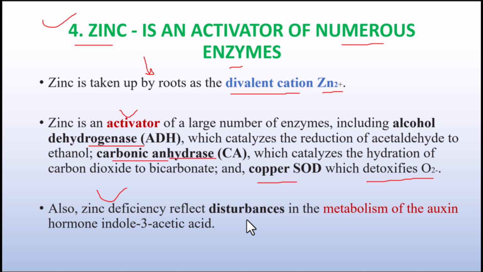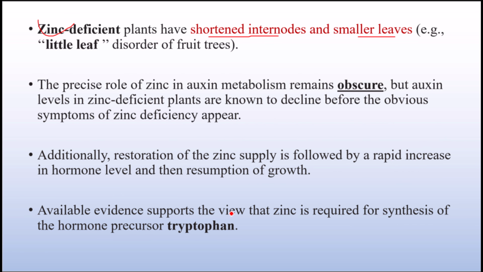Deficiency of zinc is reflected in the disturbance of the metabolism of auxin, meaning if the plant has a deficiency of zinc, at that time auxin metabolism is disturbed, and auxin is a plant hormone found in the plant in the form of indole 3 acetic acid. Next, zinc deficient plants have shorter internodes and smaller leaves, and the disorder caused by zinc deficiency is known as little leaf, mainly seen in fruit plants.